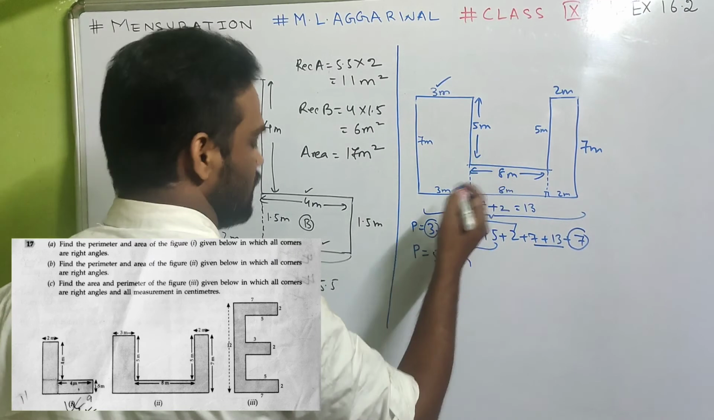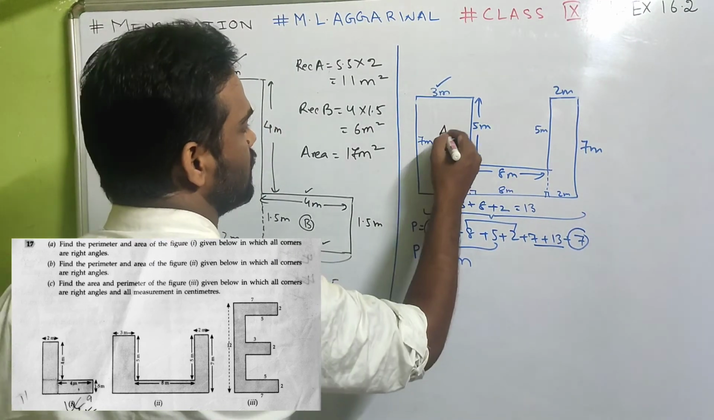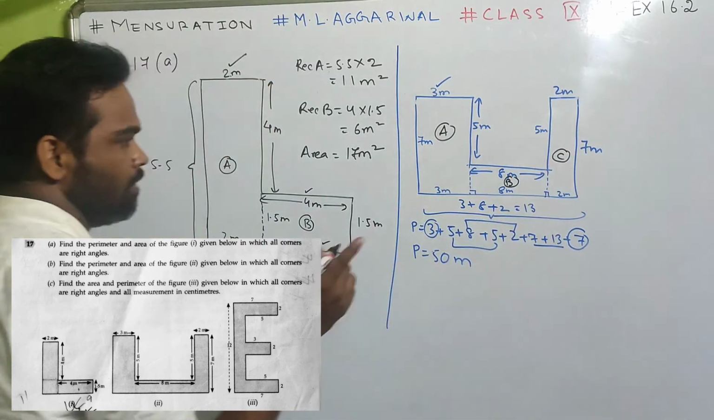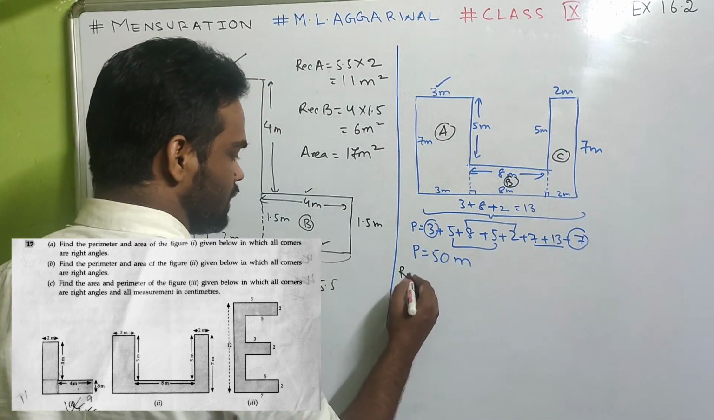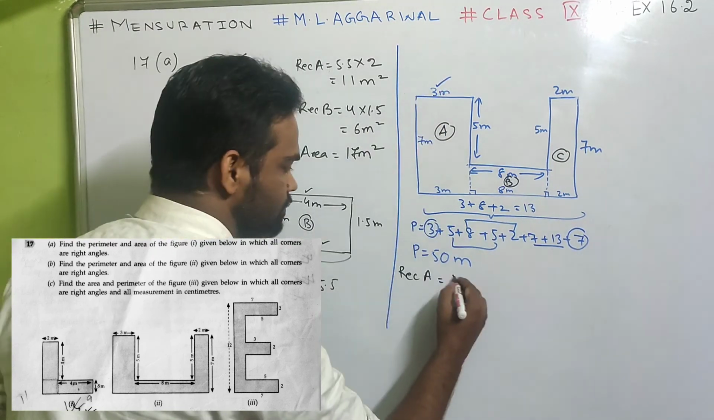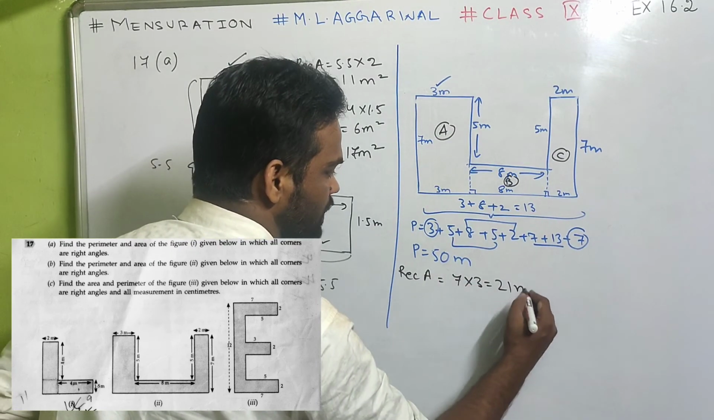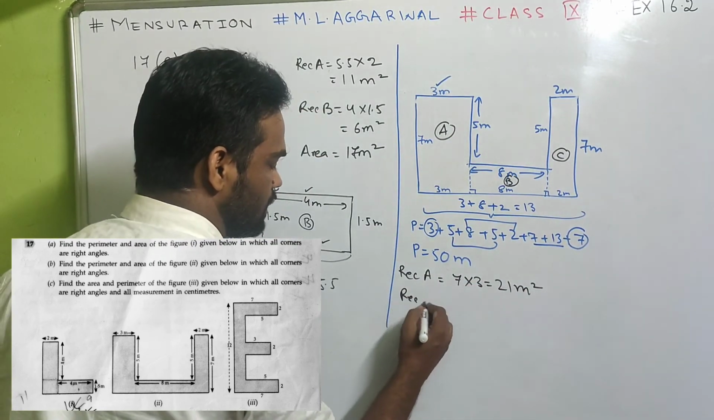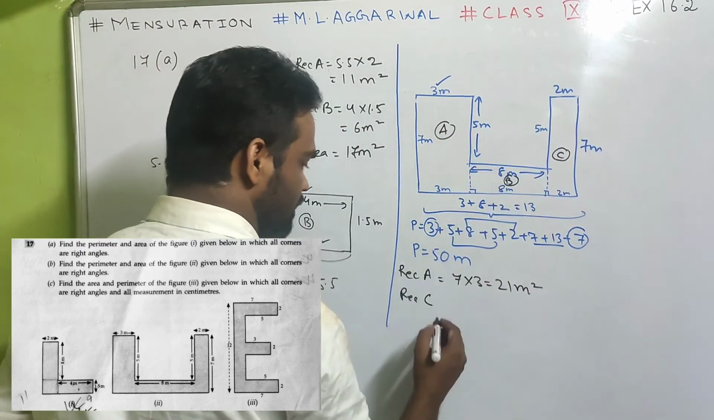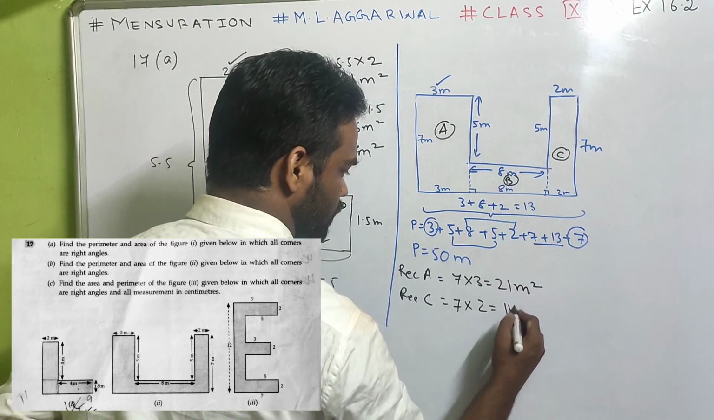Now area. Again, I have divided it into 3 rectangles if you look carefully. Rectangle A, rectangle B, and rectangle C. First thing, rectangle A. Rectangle A, area will be length 7 into breadth 3. That's 21 meters square. Rectangle C, look over here. Length, that is 7. Breadth, that is 2. 14 meters square.